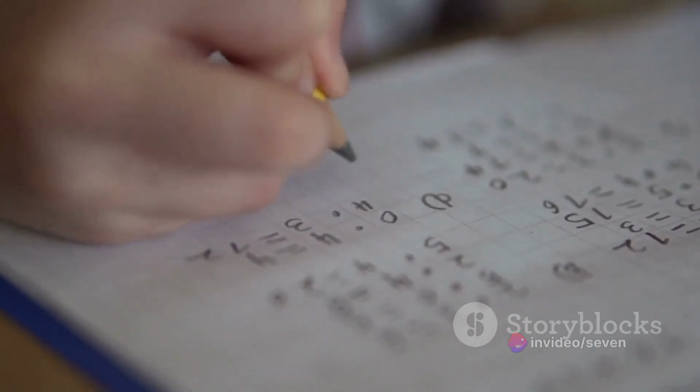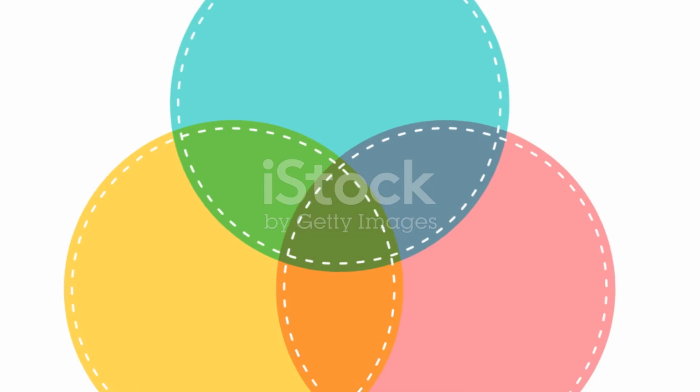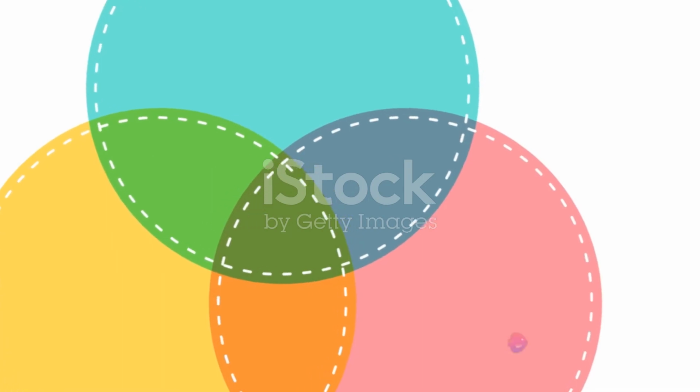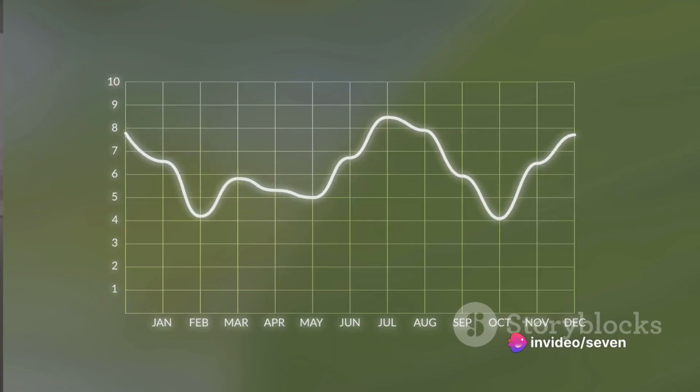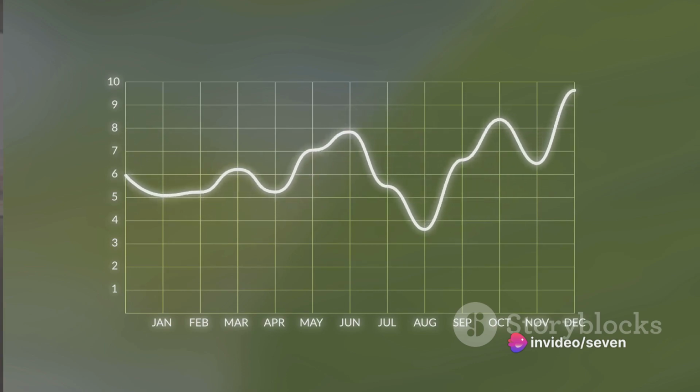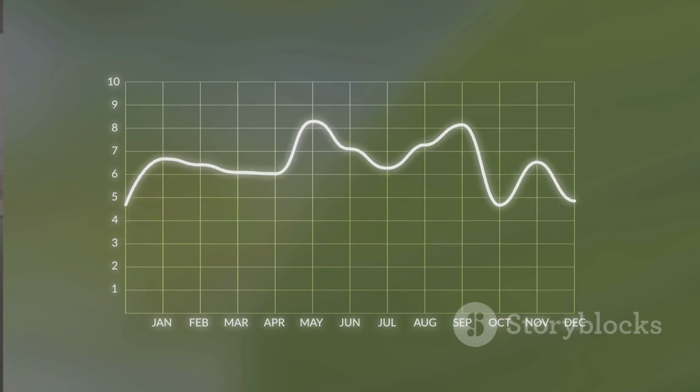But don't confuse the codomain with the range of a function. The range, you see, is the subset of the codomain that the function actually reaches. For instance, the range of the function f of x equals x squared is all non-negative real numbers, even though the codomain is all real numbers.